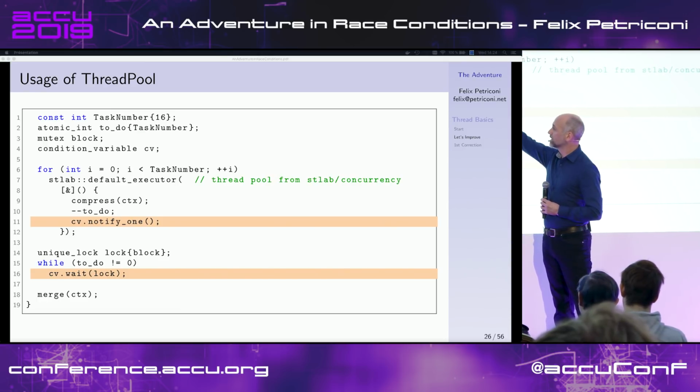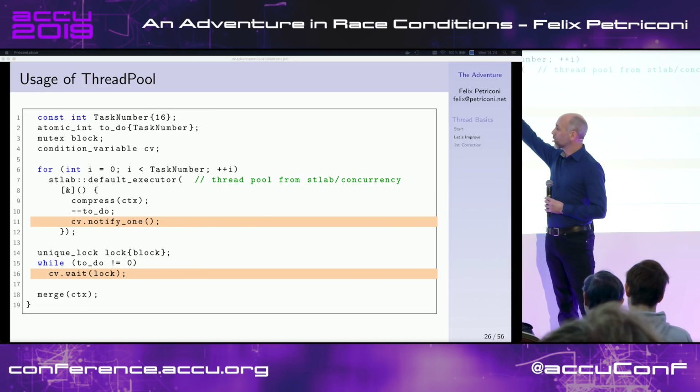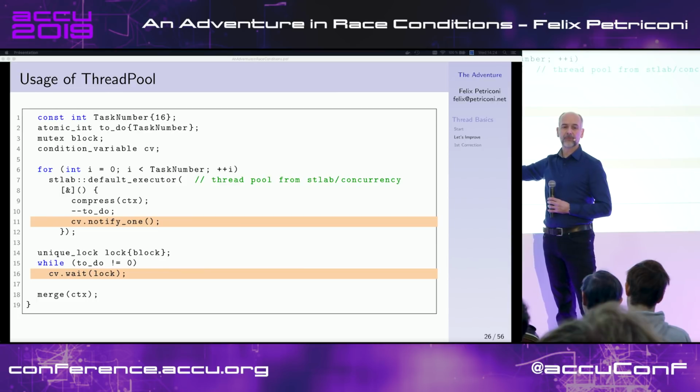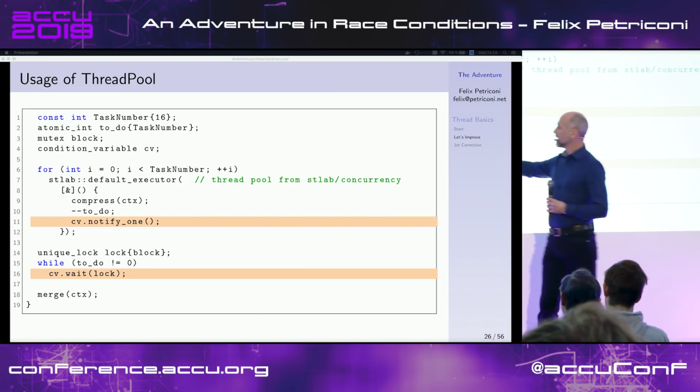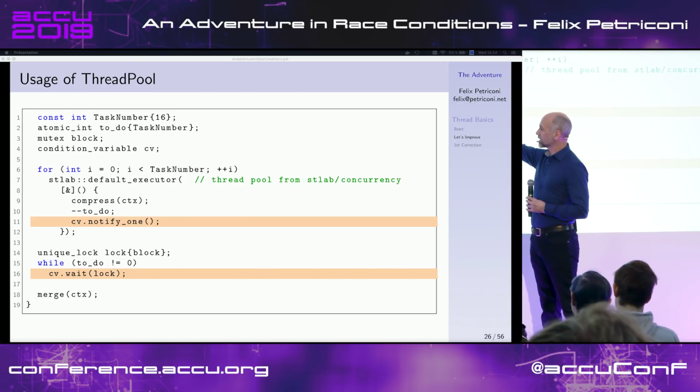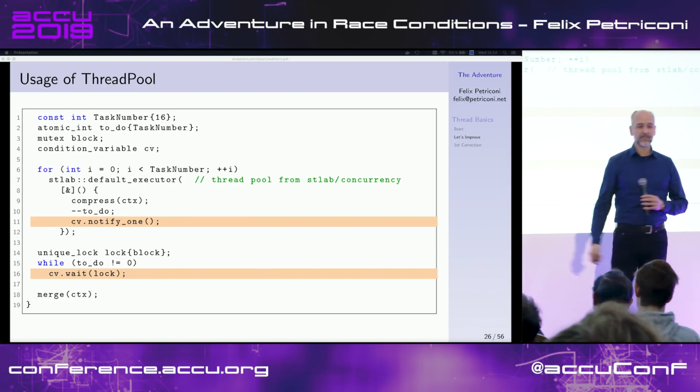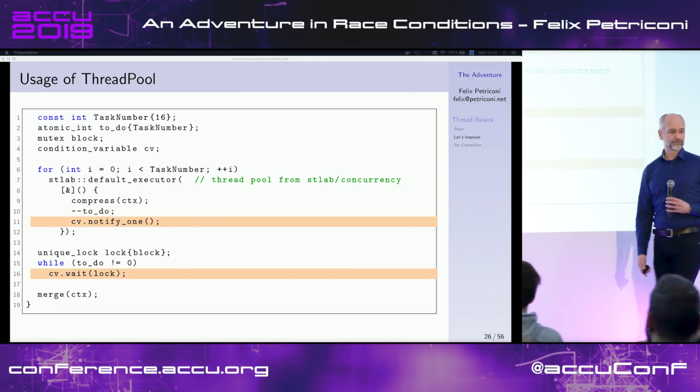That is happening here now in our loop. When we have compressed a single slice, we decrement, and then we tell the condition variable notify one, so wake up the main thread, and then it can proceed. And we have to do this as often as there is work left to do.